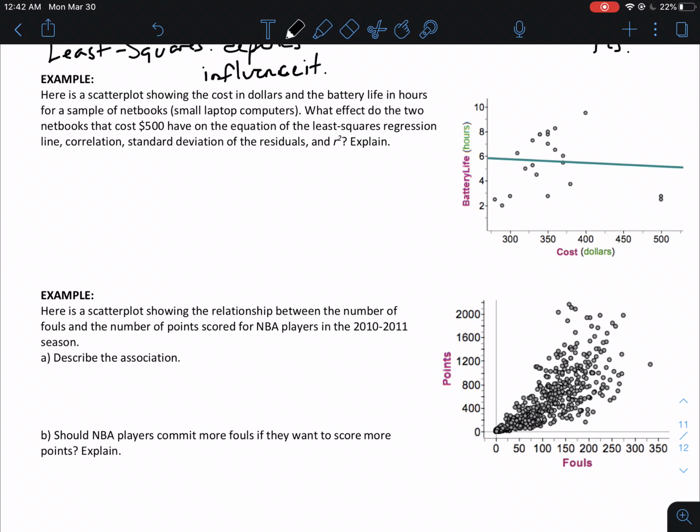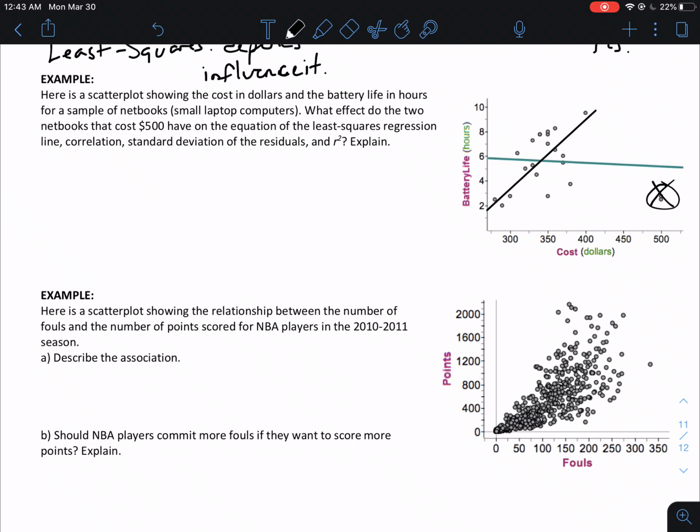What effect do the two netbooks that cost $500, so these two right here, have on the equation of the least squares regression line, the correlation, your standard deviation, and the other residuals and R squared? So let's just think about, first of all, our line of best fit, our least squares regression line. Take out those 2 points and imagine a new line of best fit. I would imagine something that looks maybe something kind of like this.